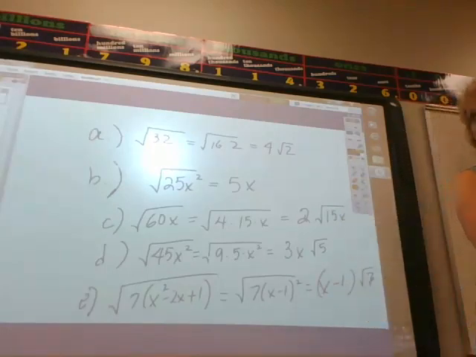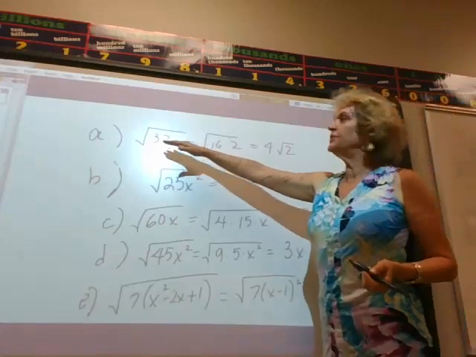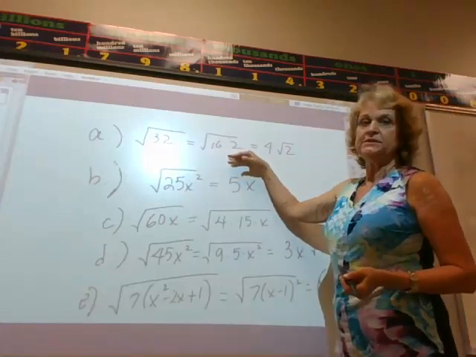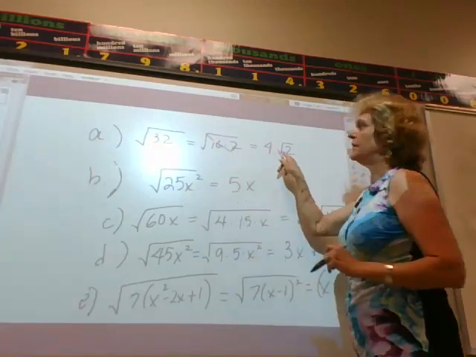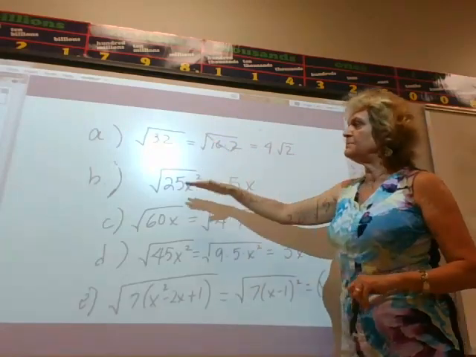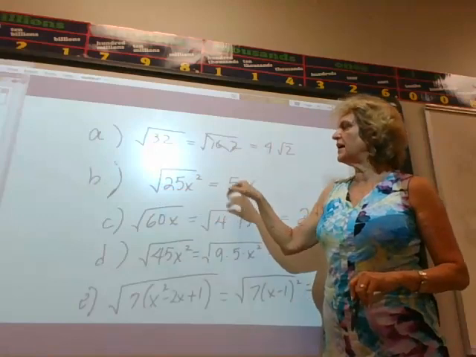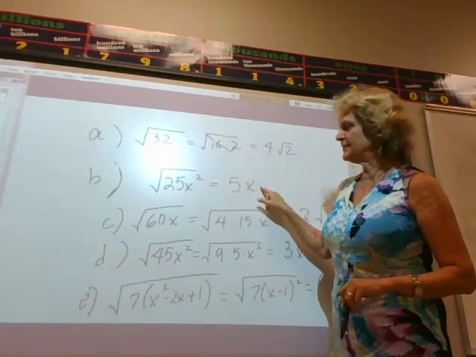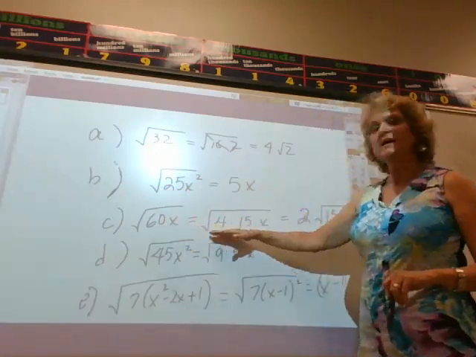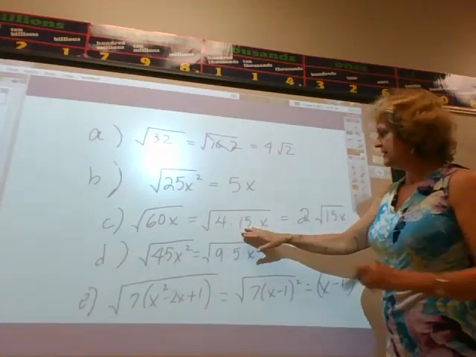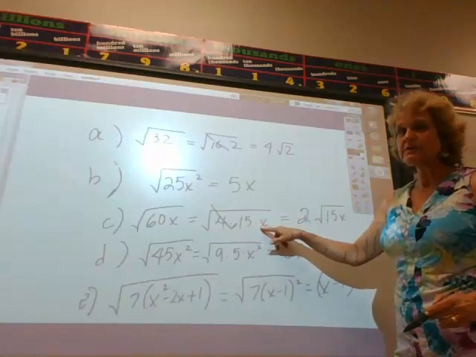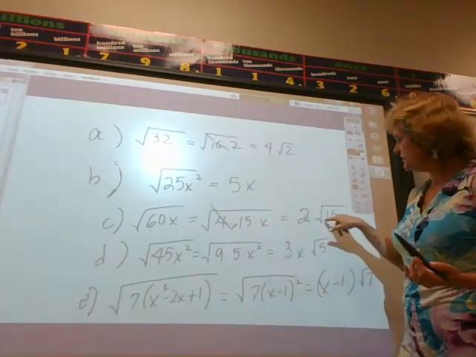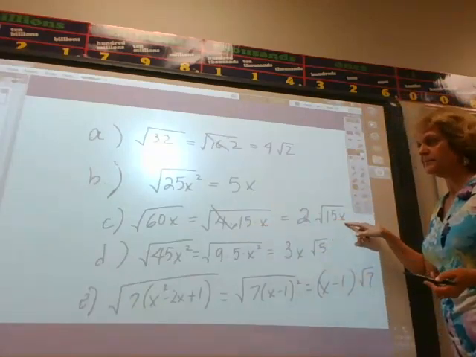Okay, so let's try this. As you see, I took 32, I broke it into 16 by 2. That comes out as 4, radical 2. Okay, B was easy. Radical 25 is 5, radical x squared is x. 60 I rewrote as 4 times 15. Square root of 4 is 2. But these things are not perfect squares. They don't have any factors that are, so they stay under the radical.